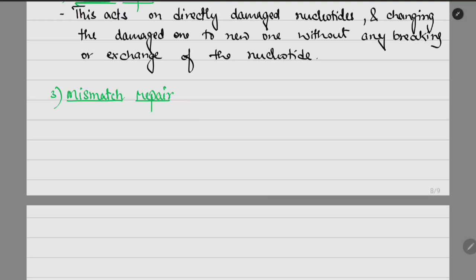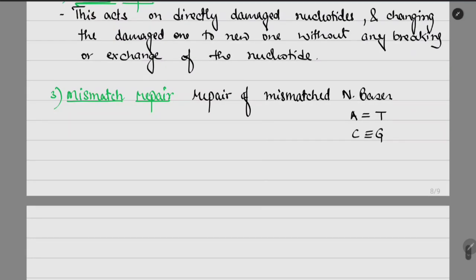Okay. So what is mismatch repair? Mismatch repair is the repair of mismatched nitrogenous bases present in the DNA. Like we know that, for example, along with A with double hydrogen bond, the T is present, or with C triple hydrogen bond, G is present.